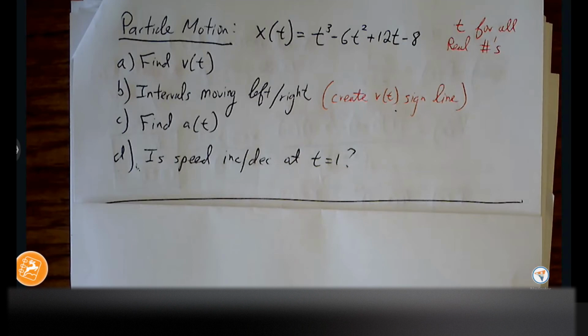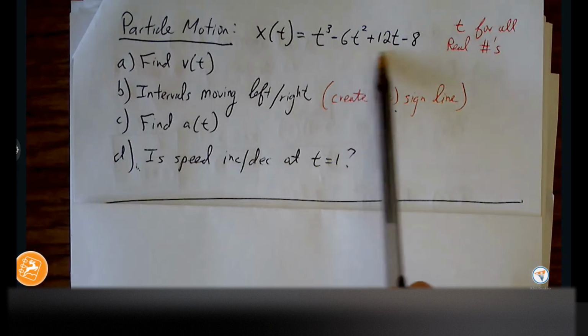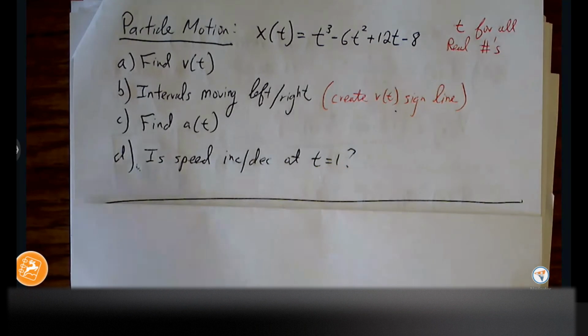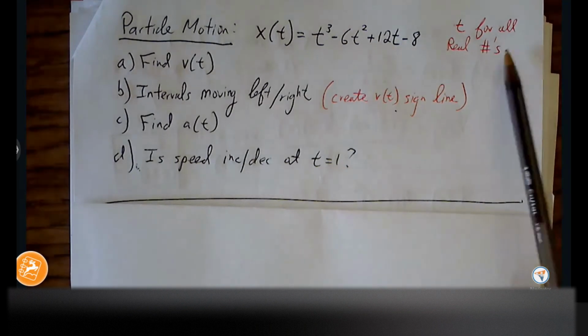All right, this is from packet 1, but I adapted it just for this example. So let's work through this example. Now, particle motion is where we have a position, velocity, and acceleration. That relationship is going to be the same as a function f, f prime, and f double prime. A lot of times we think about this as a particle moving along the x-axis. So let's say a particle is moving along the x-axis, and the position is given with this function. T is defined for all real numbers.